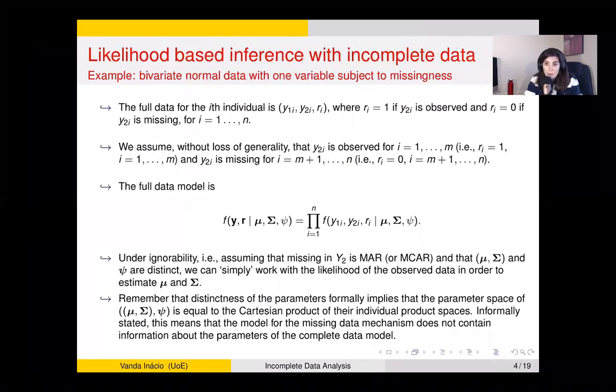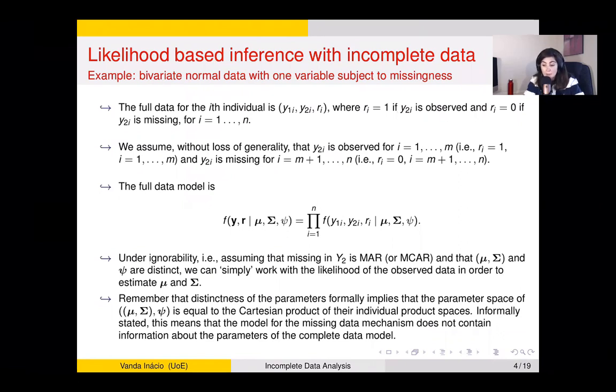But let us now go to our setting of interest. Our setting of interest is maximum likelihood estimation, in this case only estimation, not inferences. So we are interested in maximum likelihood estimation for the parameters of the bivariate normal distribution. These are the mean vector and the covariance matrix.